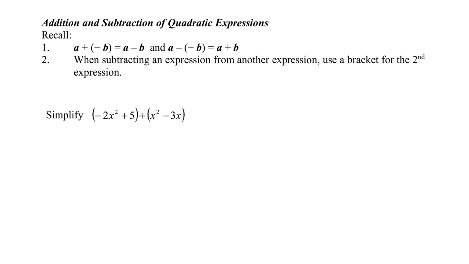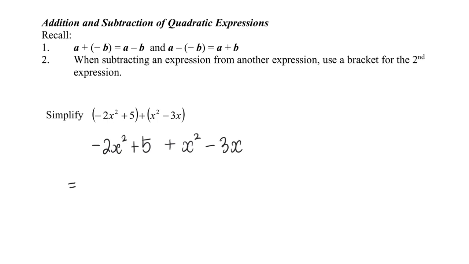So in this case, I have a bracket and it is positive. So when it is positive, we do not change any of the signs. So in this case here, I will still have my negative 2x squared, positive 5, positive x squared, negative 3x.